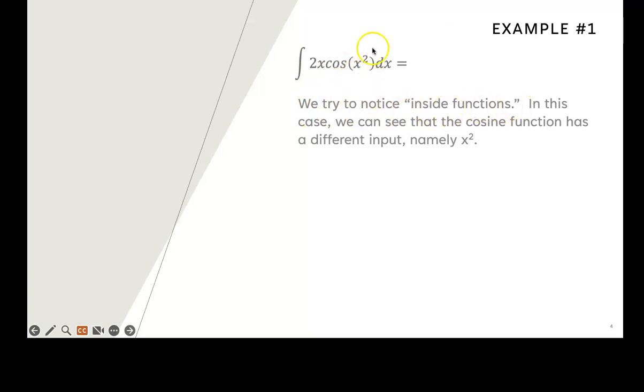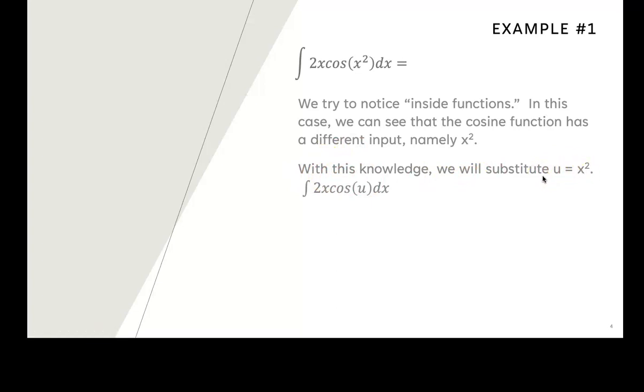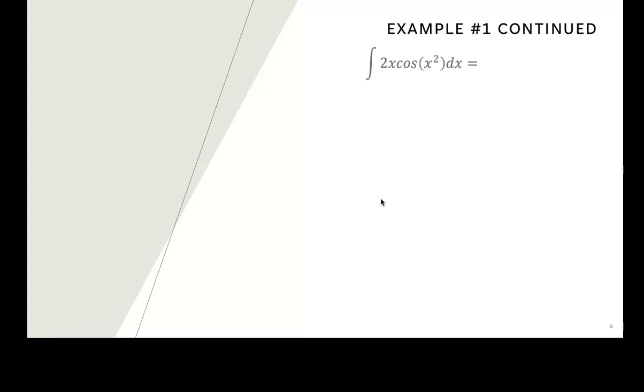In this case, we notice that the cosine function has a different input. It's not x, it's x squared. So with this knowledge, we're going to say, let's make u equal to x squared. This is often called a u substitution because usually we use the letter u to signify what we're substituting. So when I put u in for x squared, this integral now becomes the integral of 2x cosine of u dx. Okay? So we're not done yet, but we've made the inside function a little simpler to work with.